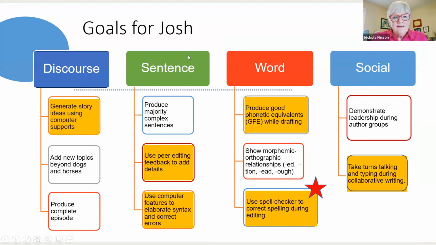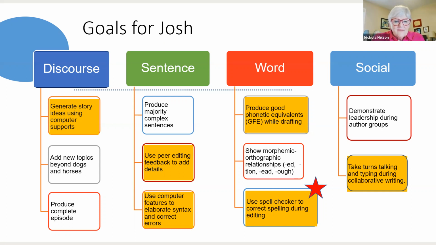So I've organized his goals showing the language levels. So at all goal language levels, and then for social skills as well, there are some that are clearly opportunities to work on digital literacy abilities. So generating story ideas using computer supports. One of the things he tended to do was just write about dogs and horses, and we wanted him to expand his horizons a little bit.